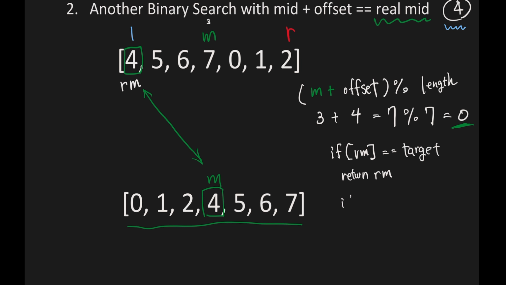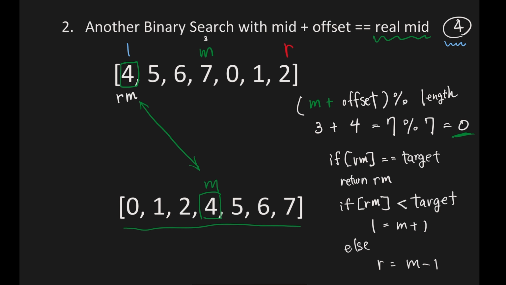And if the value at the real midpoint is less than the target, then we have to shrink and search on the right side. So we're going to bring the left pointer to midpoint plus 1, and otherwise we're going to bring the right pointer to the midpoint minus 1. We can do the binary search while the left pointer is less than or equal to the right pointer.